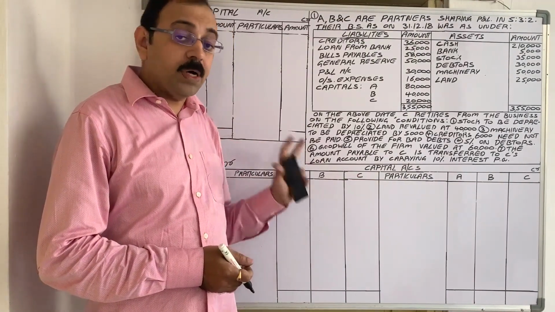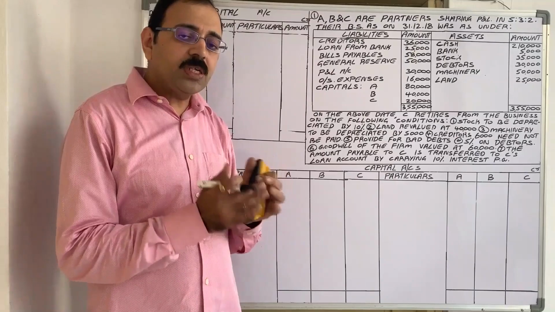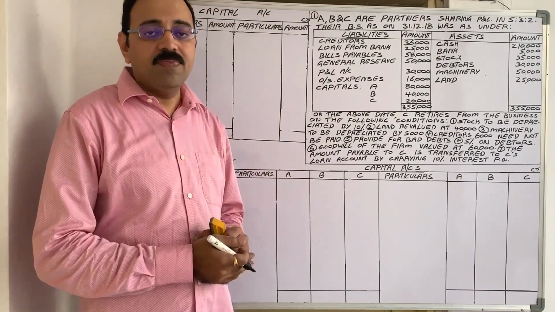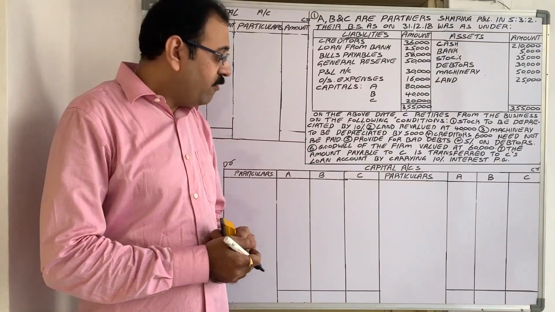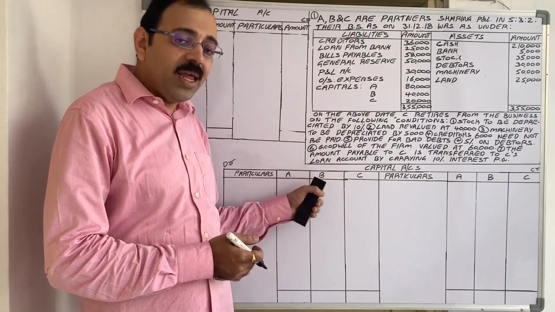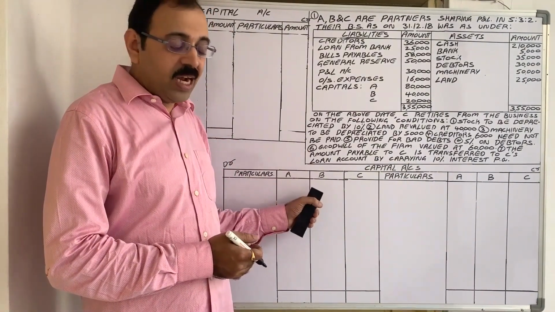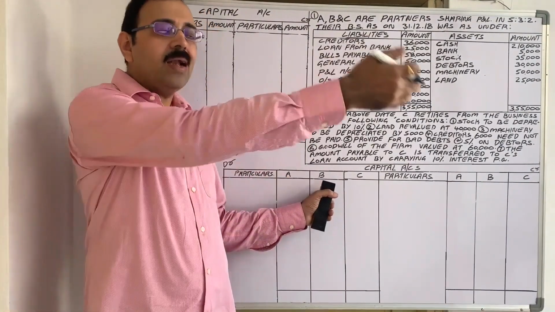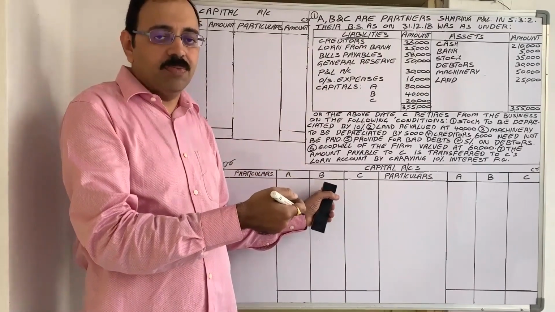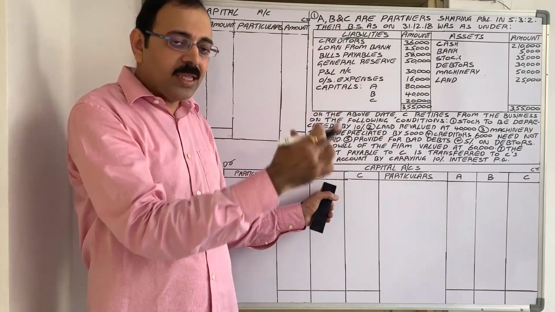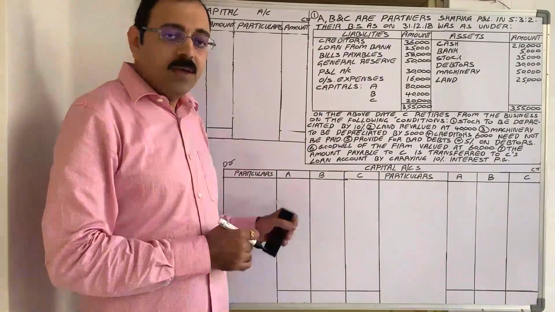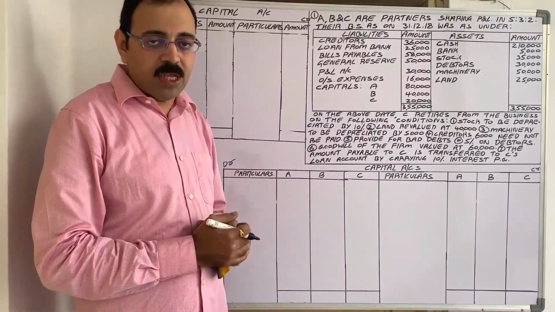Capital accounts are personal accounts. So what is the personal account rule? Debit the receiver, credit the giver. Meaning, when a partner receives any amount from the firm, that will be debited to capital accounts. And if a partner gives any amount to the firm, then he is a giver and those amounts are to be credited to capital accounts.